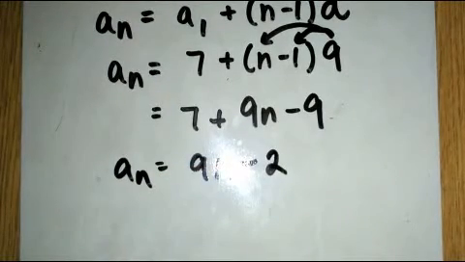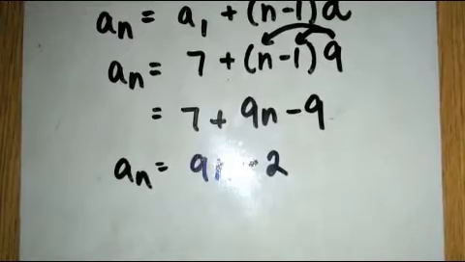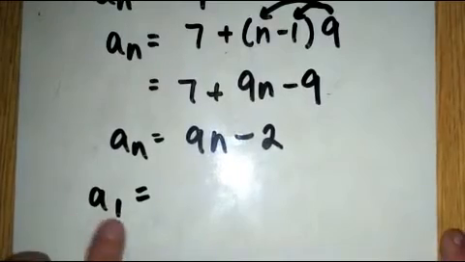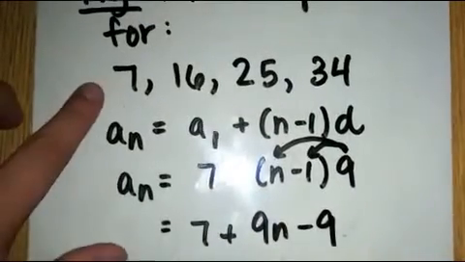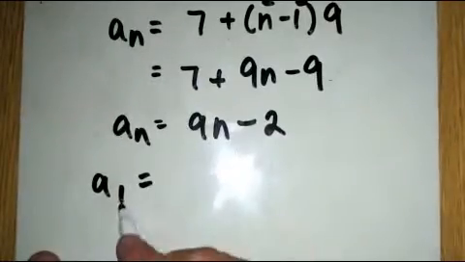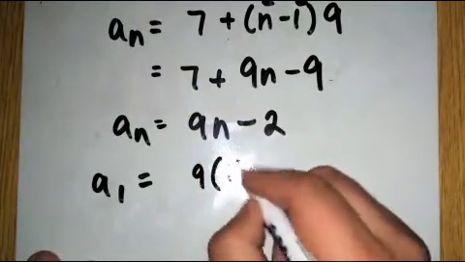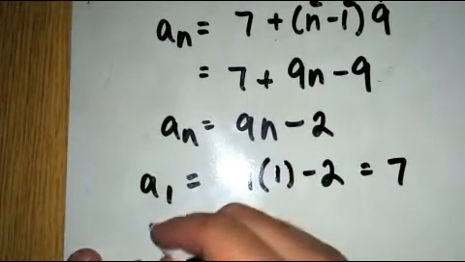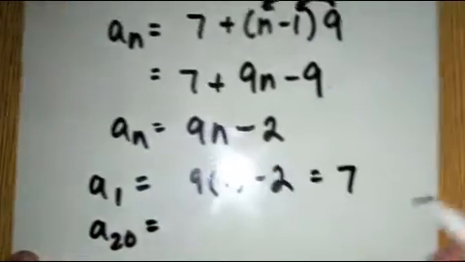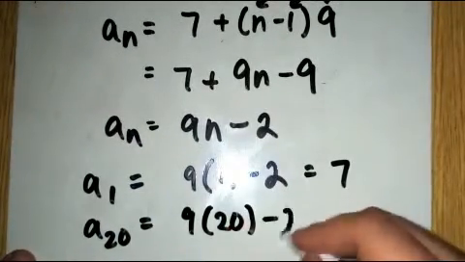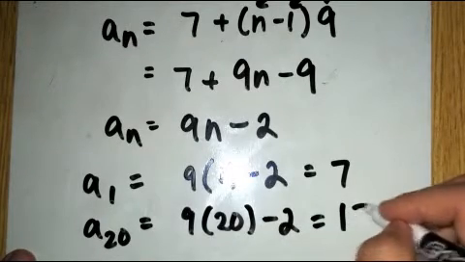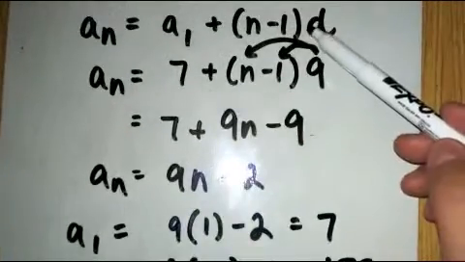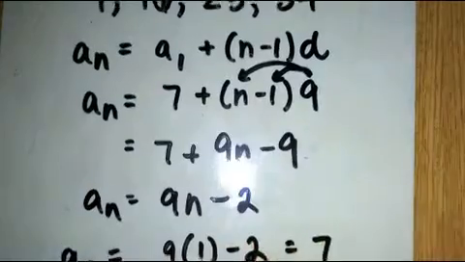Okay, so again, just to show you this, what if I did want a sub 1? I wanted the first term here. Okay, what was our first term that we had? It was 7. So all I would have to do is take 1 and plug it in for n. 9 times 1 minus 2, and that gives me 7. If I wanted to find the 20th term, a20, it would be 9 times 20 minus 2, which is 178. See how easy that was? And again, it's all based off of this equation right here. Okay, this formula.